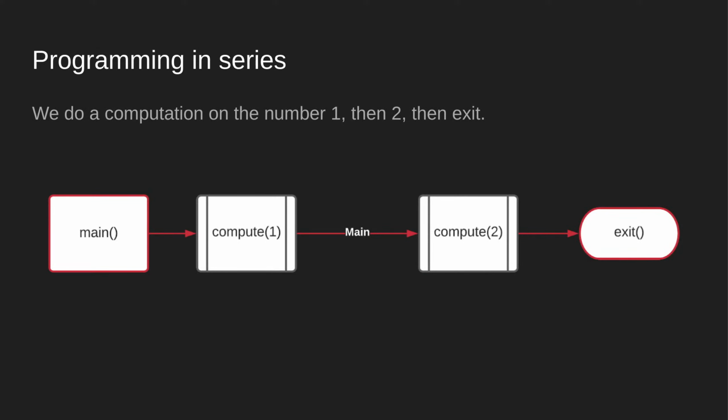So here's a normal program. This is programming in series. Let's say you have a function called compute, and you have two numbers which you want to compute. So in the main function, there's first compute1, and then there's compute2. And after that is done, the program is done, it exits.